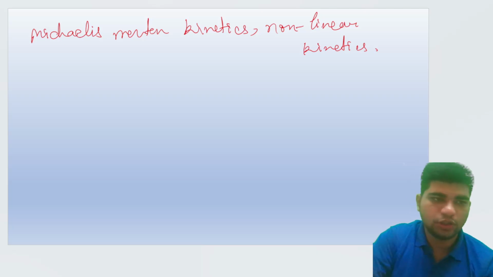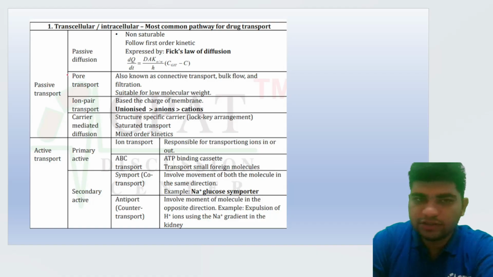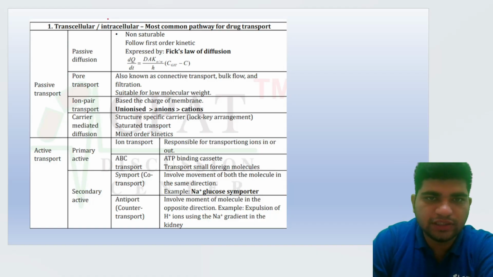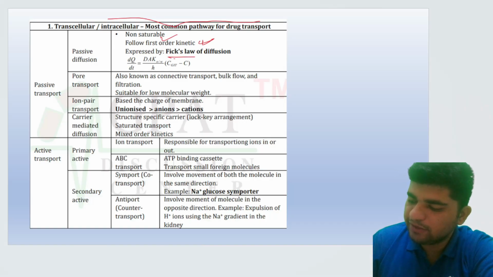All right. So now let's move on to the graphical part. We have discussed that transcellular, which is also known as intracellular, is the most common pathway for drug transport. It is non-saturable, follows first order kinetics, and is expressed by Fick's first law of diffusion. That is the passive transport.